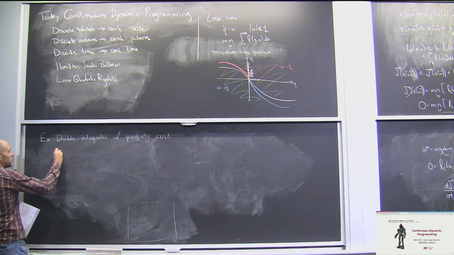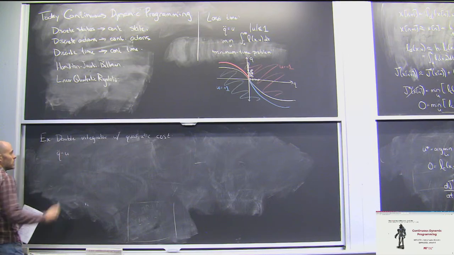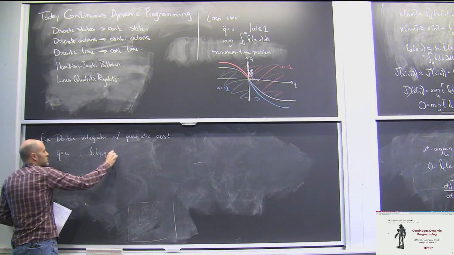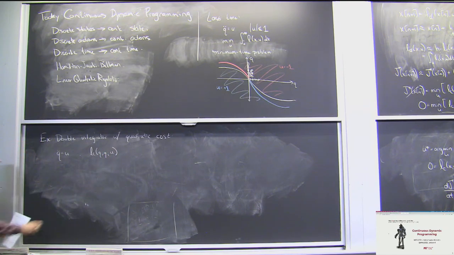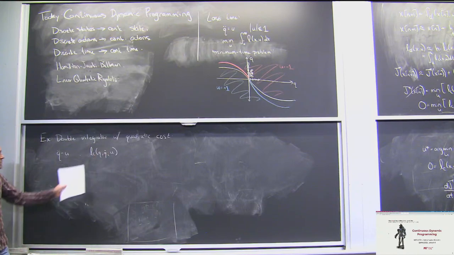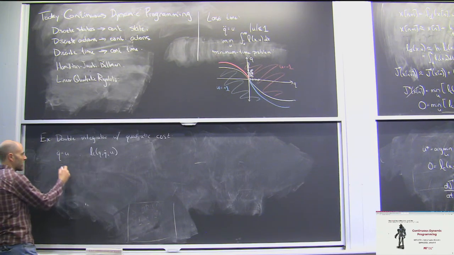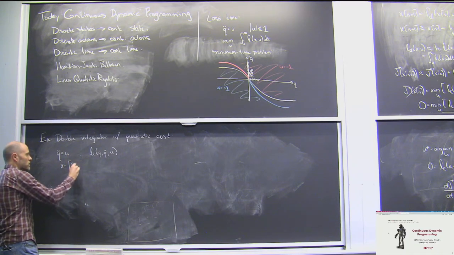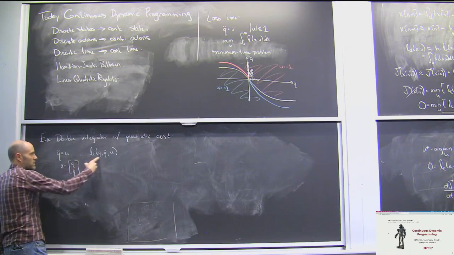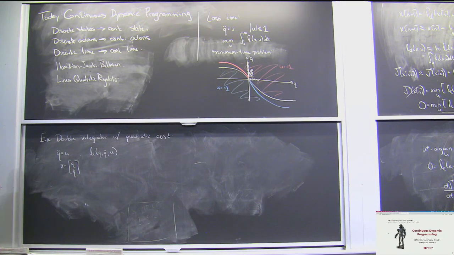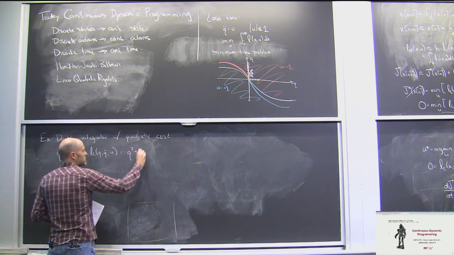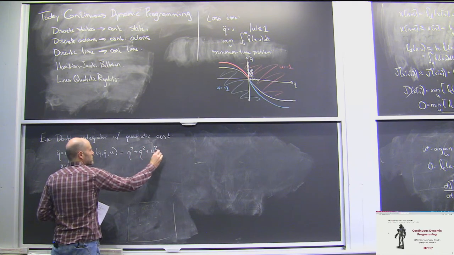So if I have q double dot equals u, and my continuous cost, which is a function of q, q dot, and u. Using that language over there, x is just q and q dot, and so that's just g of x and u, but I've spelled it out with all the terms. I'm going to choose it nice and simple: q squared plus q dot squared plus u squared.